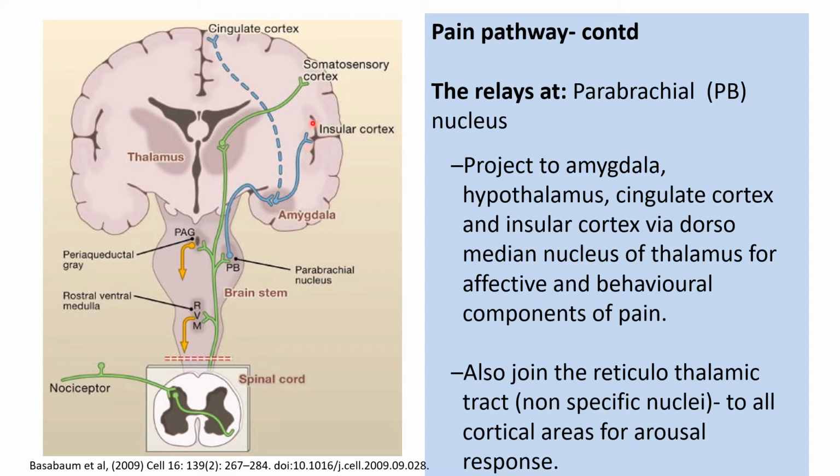the insular cortex, via the dorsomedian nucleus of the thalamus for affective or behavioral responses associated with the pain. In addition, the parabrachial nucleus joins the reticular activating system, which ascends through the thalamus to the entire cortex for the arousal response.